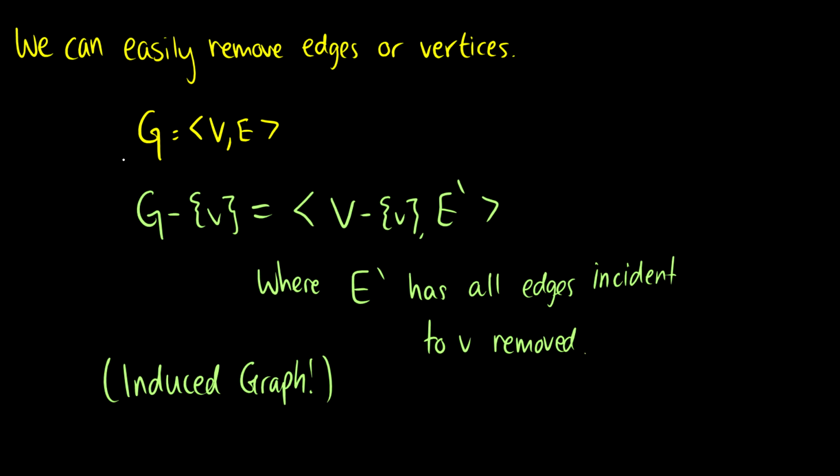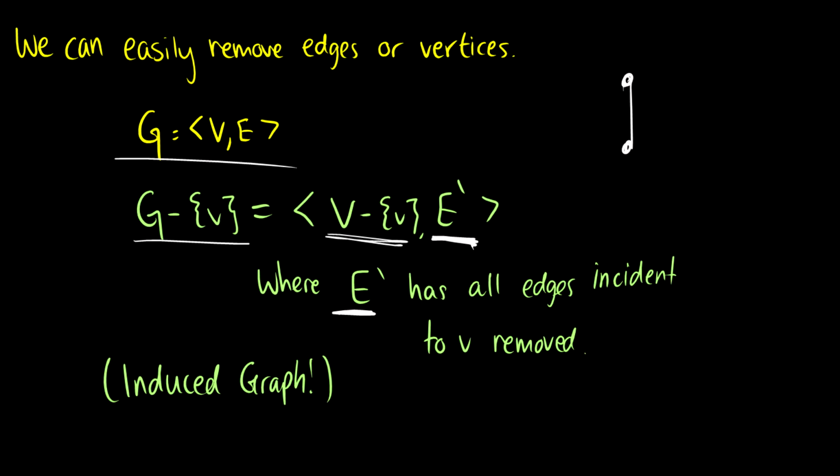So how do we write this? Well, if we have a graph G equal to (V, E), we just write G minus the set containing whatever vertex, and this is just equal to the graph V minus that vertex with a new edge set E prime. And this E prime has all the edges incident to v removed.